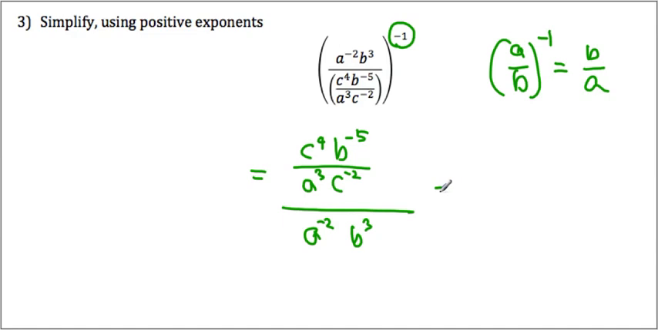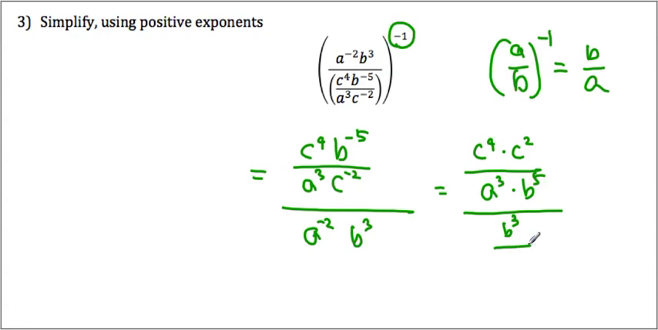Next step would have been, let's organize the numerator for a second. Here, whenever I have a negative exponent, I will switch the location from numerator to denominator, or denominator to numerator. Then here we get c to the 4th times c squared, and a to the 3rd times b to the 5th. Denominator now becomes b to the 3rd, which stays as it is, while a to the negative 2 power becomes a squared on the bottom.